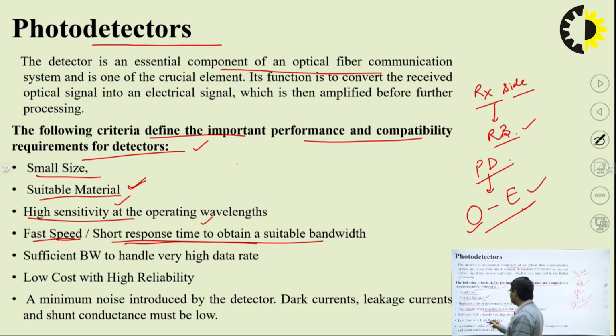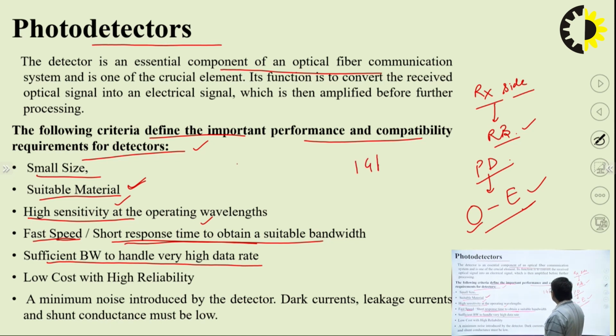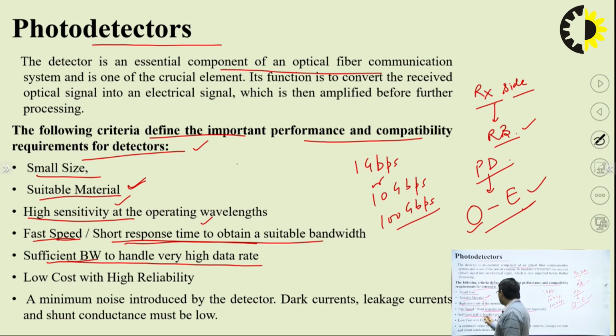Next is sufficient bandwidth to handle very high data rates. We know that in optical communication, generally we deal with very high data rates, let's say 1 Gbps or 10 Gbps, and in some cases even more than 100 Gbps. So the photodetector must have sufficient bandwidth to handle the high data rate.